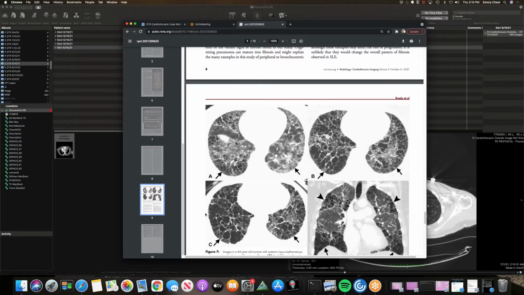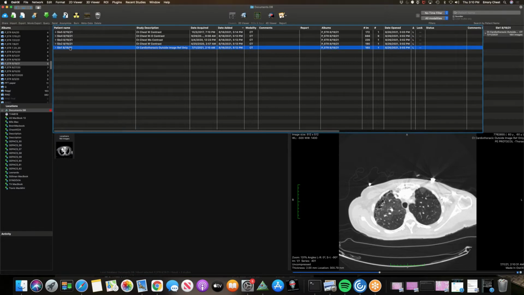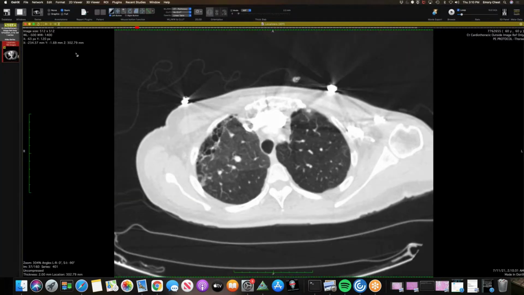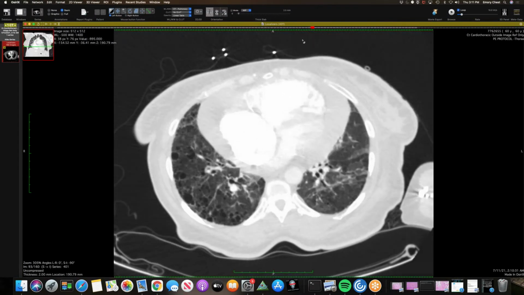So do you have some examples to show? Yeah, so here are some of the cases that I had picked out. These are cases I personally saw over just the last year, but we have a lot. This is a pretty obvious, pretty well advanced case.